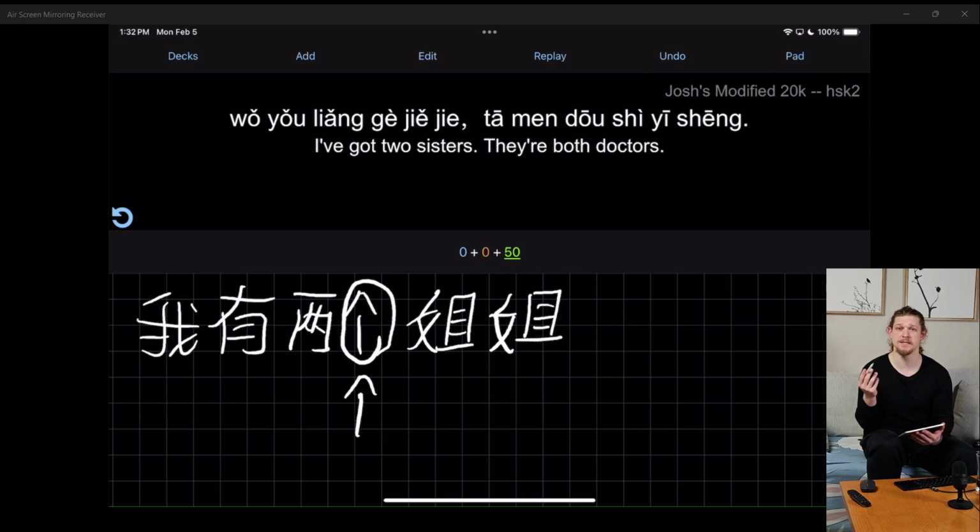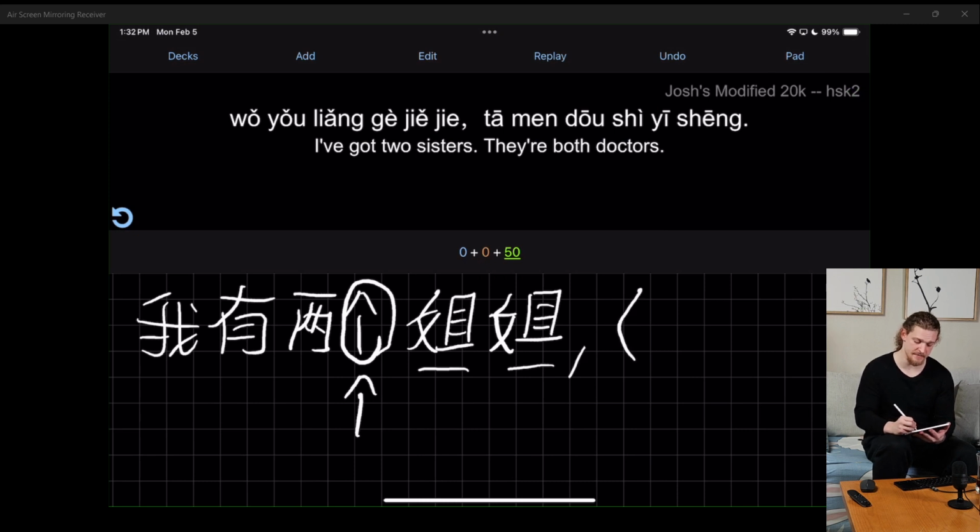Now 姐姐 is Chinese for older sisters. This is 姐姐. And this means older sisters. So the words for little sister would be 妹妹. So those are 2 different ones. Also interesting is this next word.